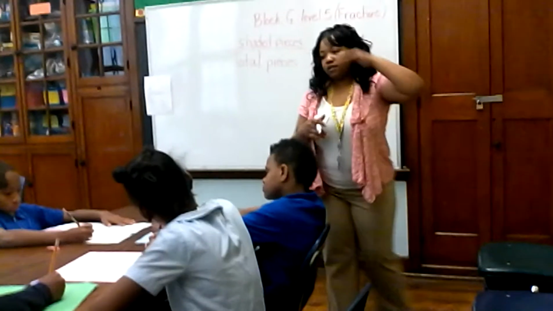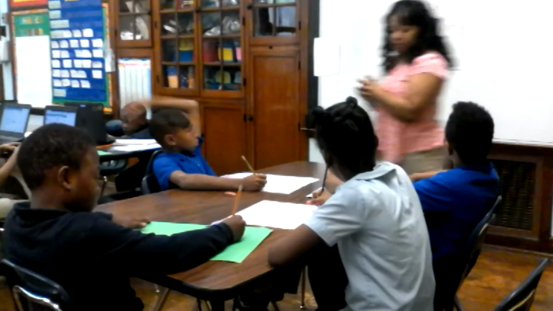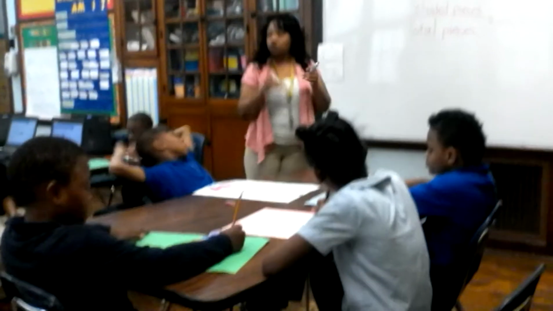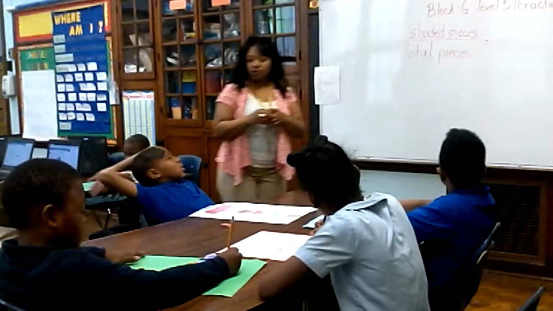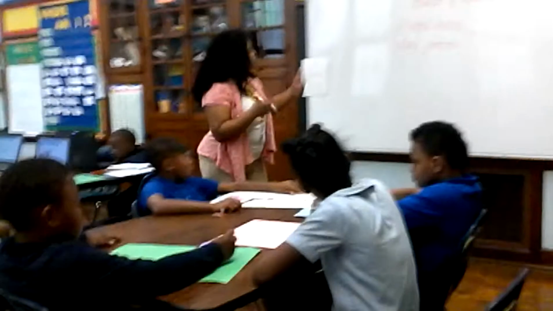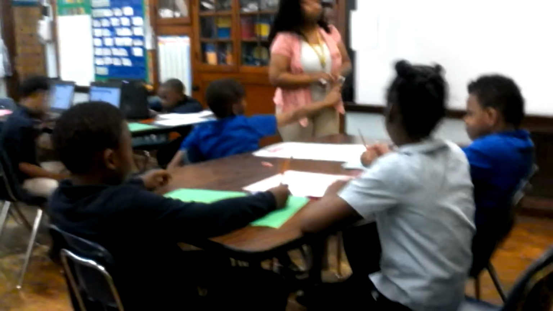Now, what do we call our shaded pieces? That number on the top. Does anyone remember? What's that word? It's a part of a fraction, but we have two key words we talked about. We talked about a denominator and a numerator. So which one is which? Which one is the shaded pieces?